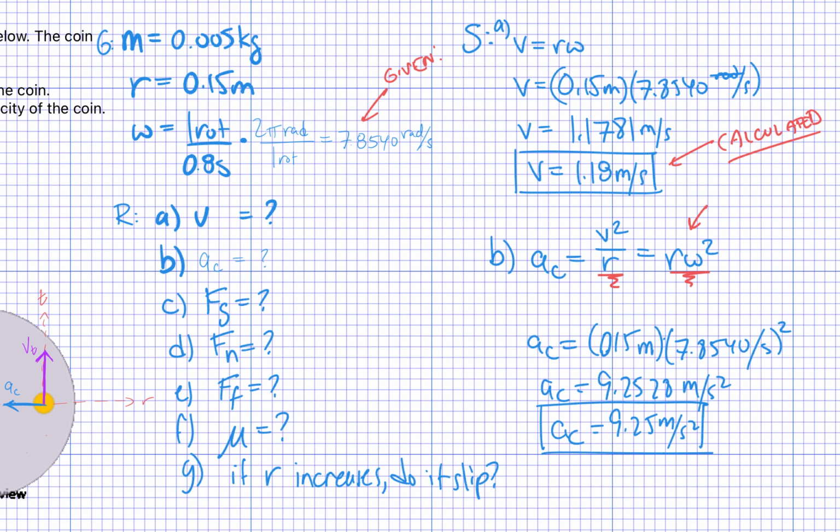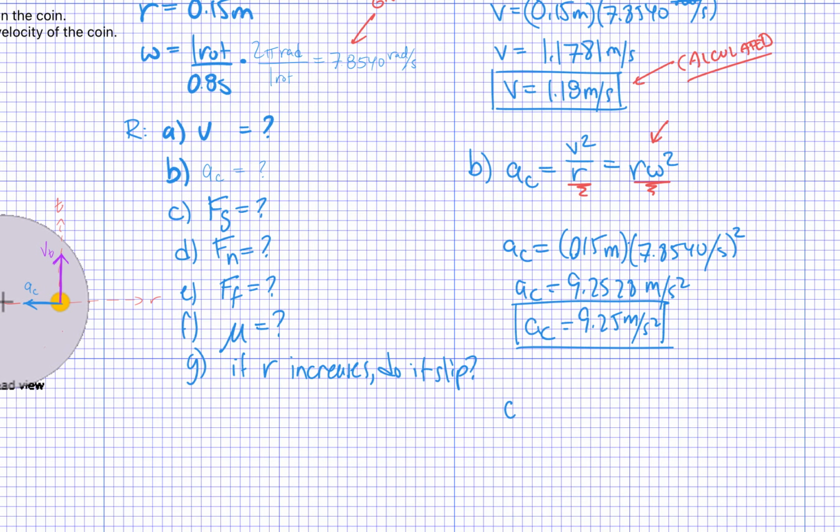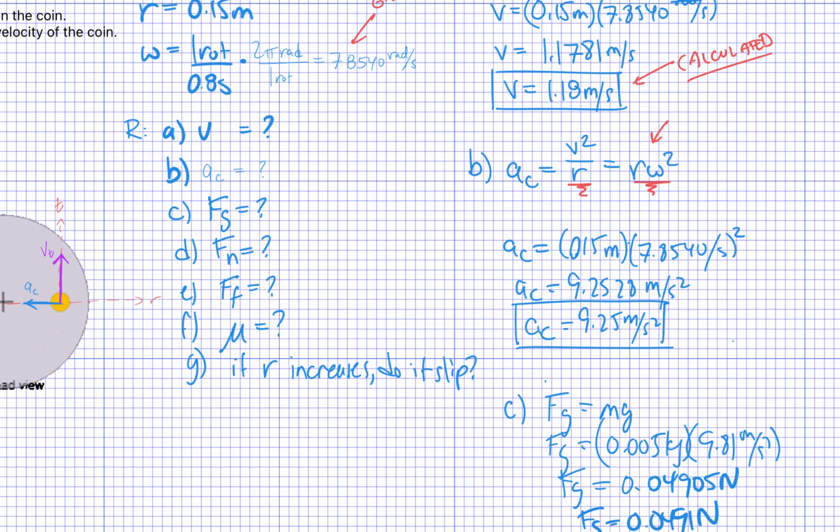Okay, determine the weight of the coin. Well, that's almost child's play, right? Force of gravity equals mg. So force of gravity equals 0.005 kilograms times g, which is 9.81 meters per second squared. So the force of gravity is, let's see, 0.0491 newtons, right? Okay, and that's already 3 sig figs, so we'll keep it there.